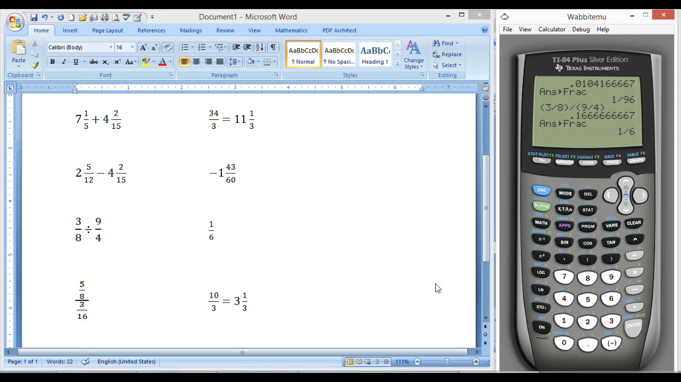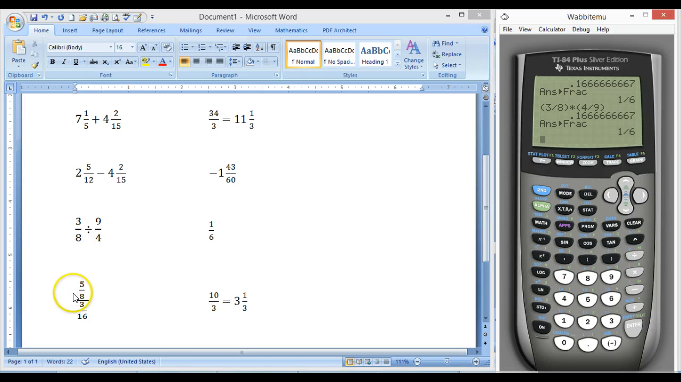Another way I could do that is do my 3 divided by 8 in the parentheses and do times the 4/9 over here. So parentheses 3/8, close parenthesis, times parenthesis 4 divided by 9, close parenthesis, and then again go back to math, change it to a fraction. I can press 1 here to say my selection is 1, which is the fraction. Press enter, and I get 1/6.